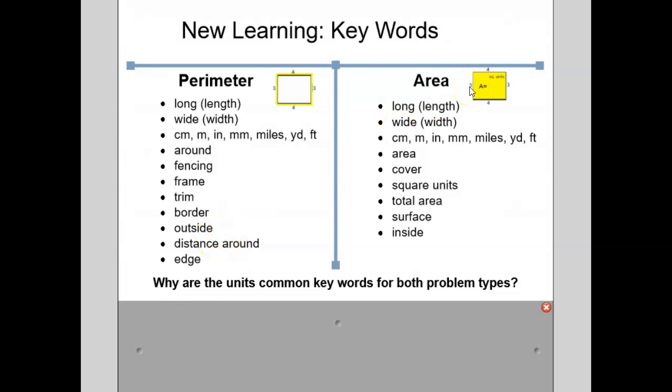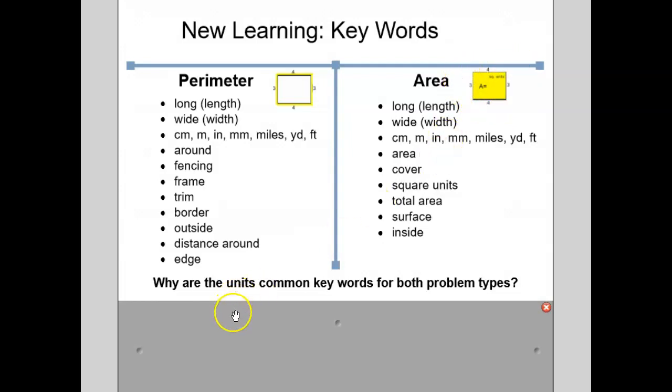Fantastic. Area words have some similarities and some differences. So you'll notice area also has long and wide as keywords and the same units. But it also has different keywords such as area, cover, square units, total distance, surface, or inside. So I know that area key details are asking us to consider only the space covered on the inside of the shape or all of the space covered by the shape.